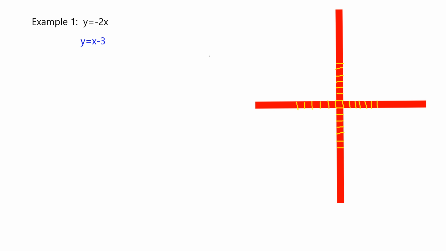You can use whatever form you want to graph these. I'm just going to use slope-intercept because I think it's the easiest. I'm going to label my m, which is negative 2 for the first one. And because it's a whole number, I'm going to put it over 1 because it's easier to use a fraction. My b for the first equation is 0.